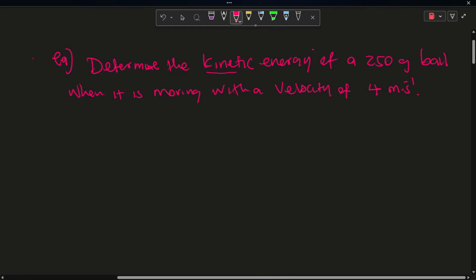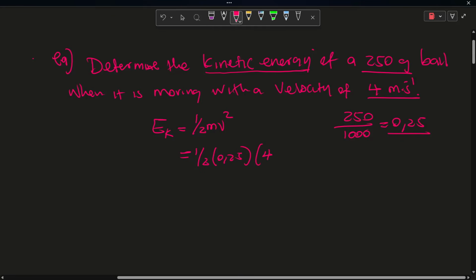So since it's kinetic energy, don't forget, you write EK is equal to 1 over 2 mv squared. Then you say 1 over 2, what is the mass? Oh, it's in grams. So you're going to say 250 over 1000 is going to be 0.25. You replace 0.25. Now, what is the velocity? It's 4. So where there is v, you put 4, and then you square it.